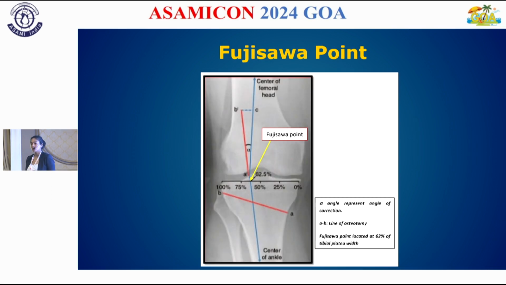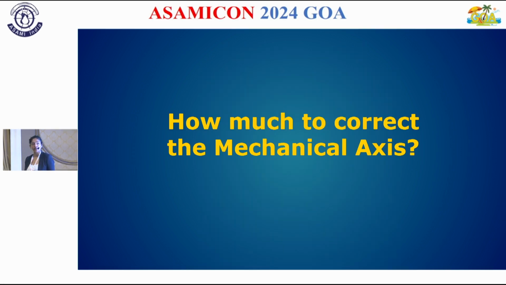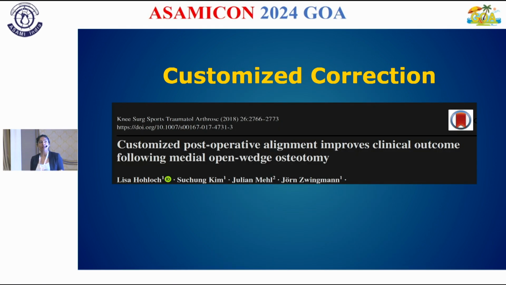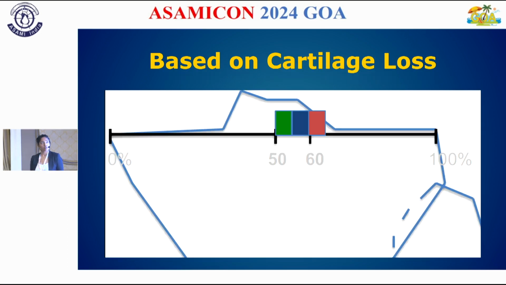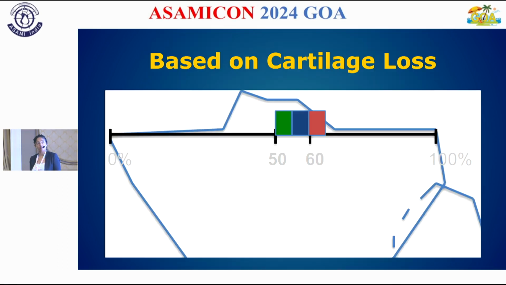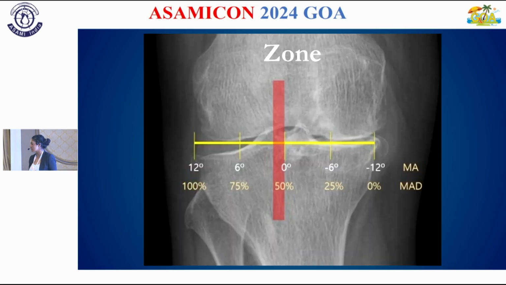So, how much do we correct? How much do we correct the mechanical axis? Dr. Milind just spoke to you about opening our minds to the concept that there is of course a Fujisawa point at 62.5%, but we open our minds to the concept of customized correction, where it's not just a single point, but it's a zone where we can correct. And that is based on the amount of cartilage loss.